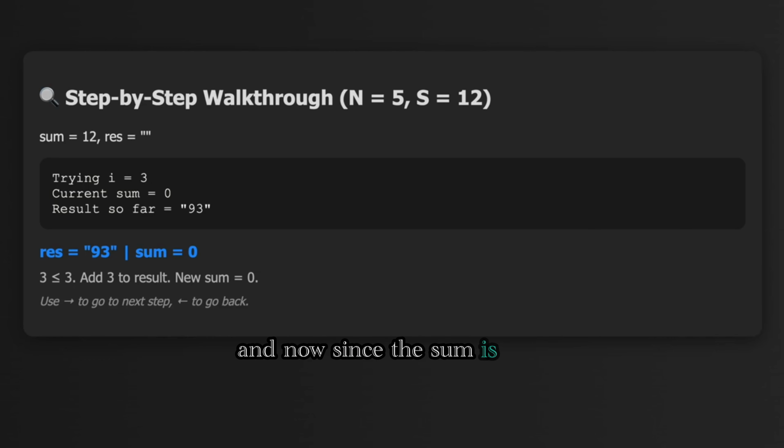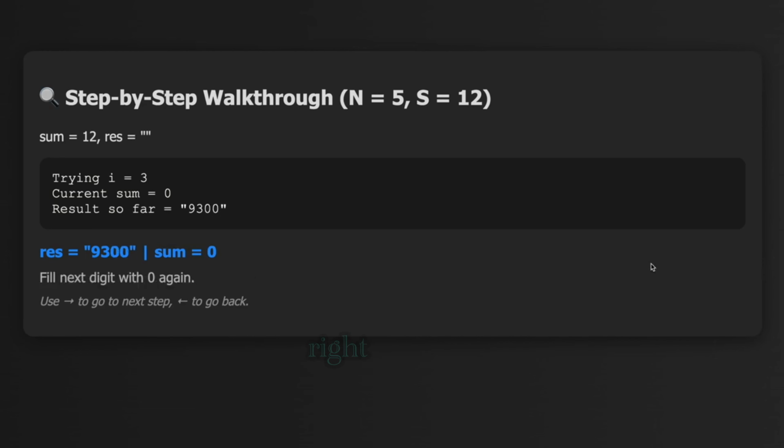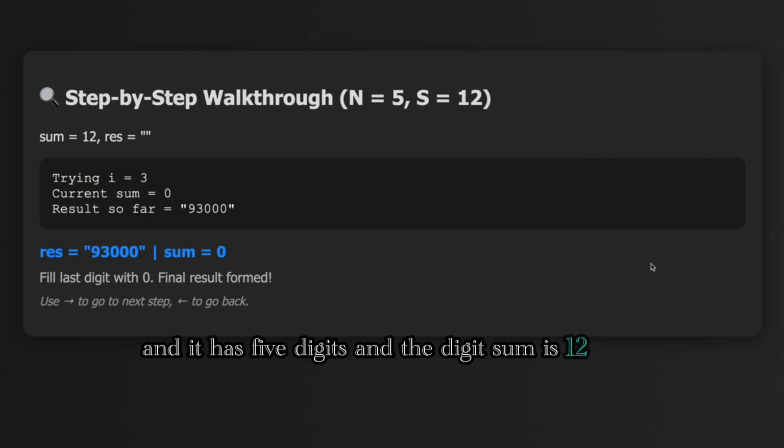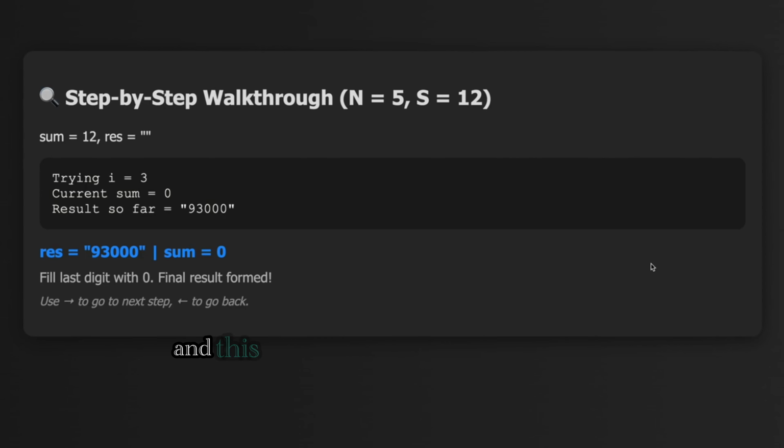And now since the sum is 0, we can only fill the rest of the digits with 0, right? We don't have any other option. So we add 3 zeros one by one at the end, like this. So in total, it will become 93,000, and it has 5 digits and the digit sum is 12, right? And this way our mission got accomplished. So this is the entire solution.